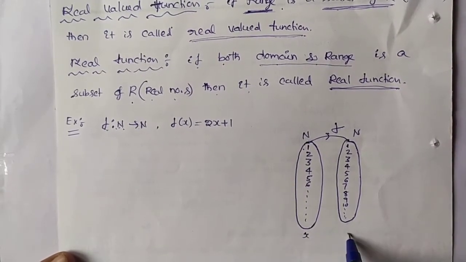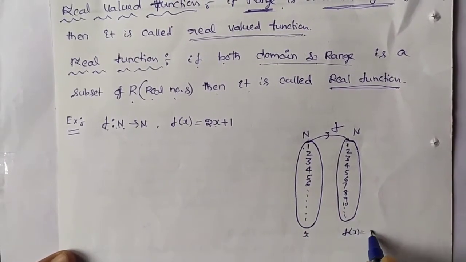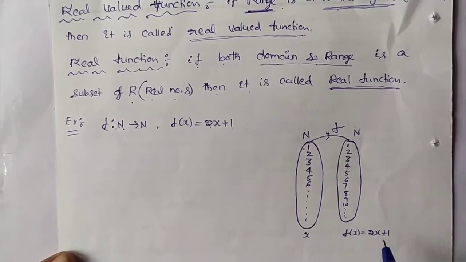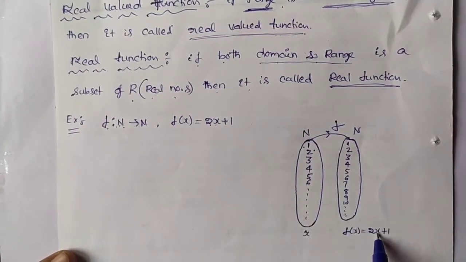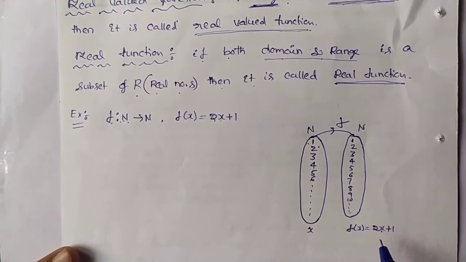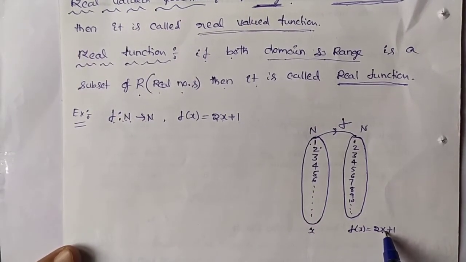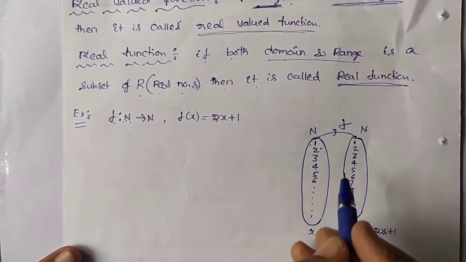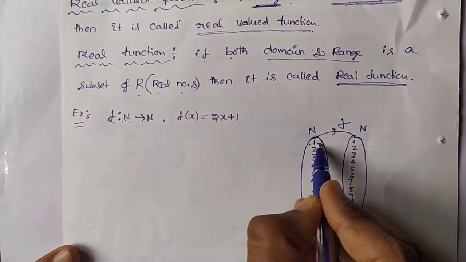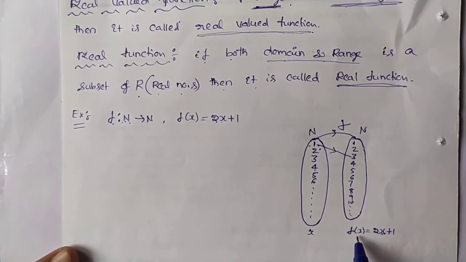X. It is what? Y. Y is nothing but 2x plus 1. f of x equals 2x plus 1, isn't it? Now, if the x value is 1, you just substitute 1 in place of x. If x equals 1, 2 into 1 plus 1, 2 plus 1 is 3. If x equals 1, then the y value is 3, that is, f of x is 3.